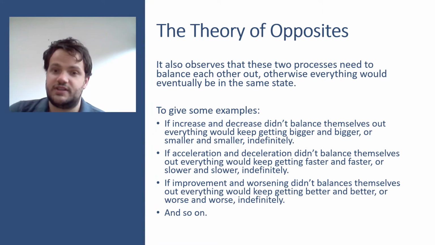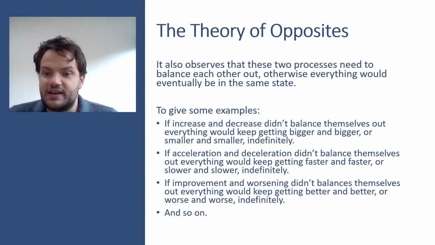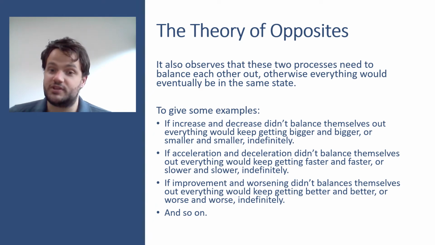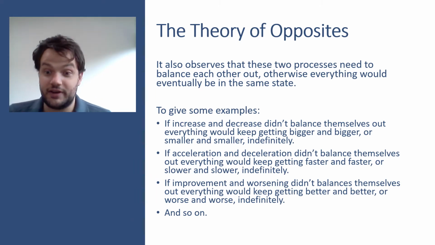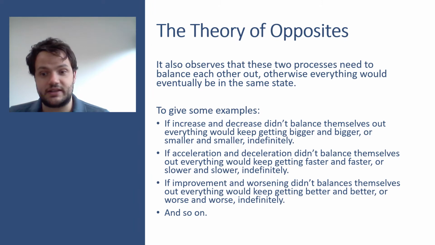It also observes that these two processes need to balance each other out. Otherwise, everything would eventually be in the same state. So to give some examples, if increase and decrease didn't balance themselves out, everything would keep getting bigger and bigger, or smaller and smaller, indefinitely. And potentially that's incoherent. If acceleration and deceleration didn't balance themselves out, everything would keep getting faster and faster, or slower and slower, indefinitely. Finally, if improvement and worsening didn't balance themselves out, everything would keep getting better and better, yay, or more worryingly, worse and worse, indefinitely. And we might think that that's incoherent.